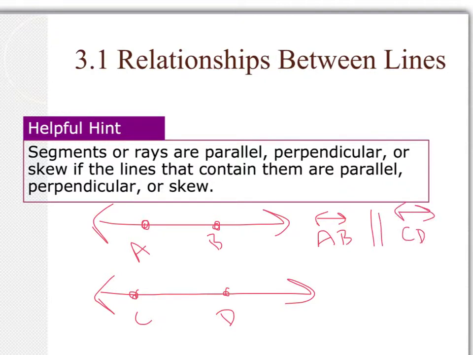That also means that line segment AB is perpendicular to line segment CD, and ray AB would be perpendicular to ray CD, because the line segments and the rays inside those lines are also parallel, perpendicular, or skew.